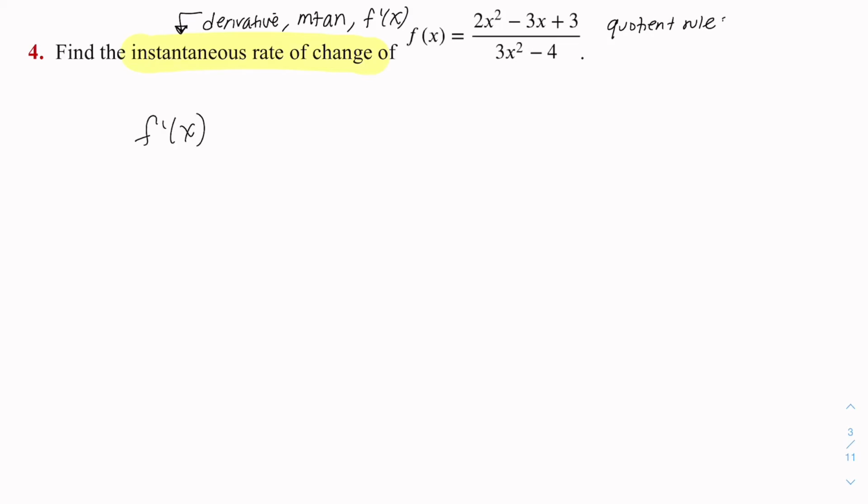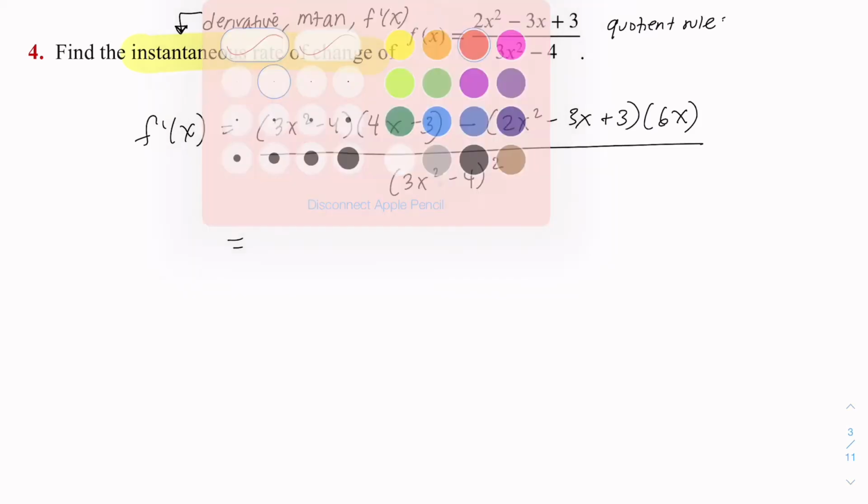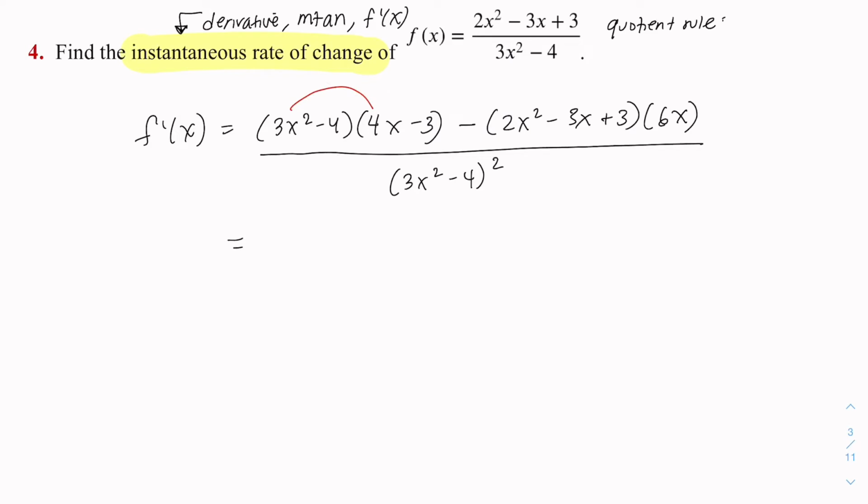F prime of x equals, first I need my low d high minus high d low all over low squared. Great, but just a little bit tedious. Make sure you're not making any simple mistakes. Carefully distribute. This second product, I'm going to move 6x since it's a monomial to the front and just distribute negative 6x all at once. It'll make it easier for my brain, rather than multiplying 3 things.